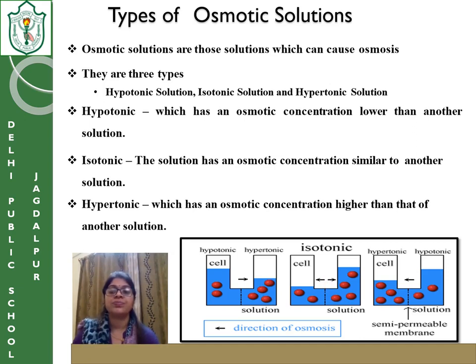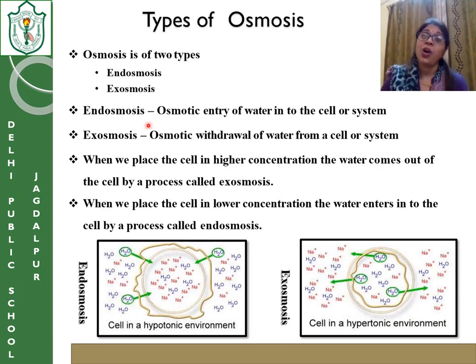Okay, so next is, on the basis of the hypotonic and hypertonic solution, there are two types of osmosis. One is endoosmosis, one is exoosmosis. Till now, you must be aware of the endo and exo. Endo means when the water is entering the cell from the outside environment. This is called endoosmosis. When there is osmotic entry of water into the cell or the system, this is called endoosmosis.